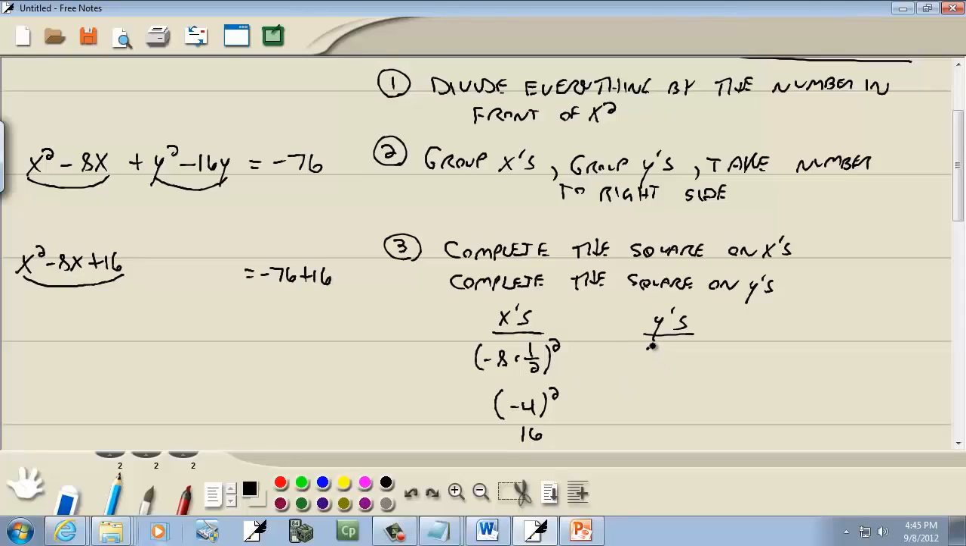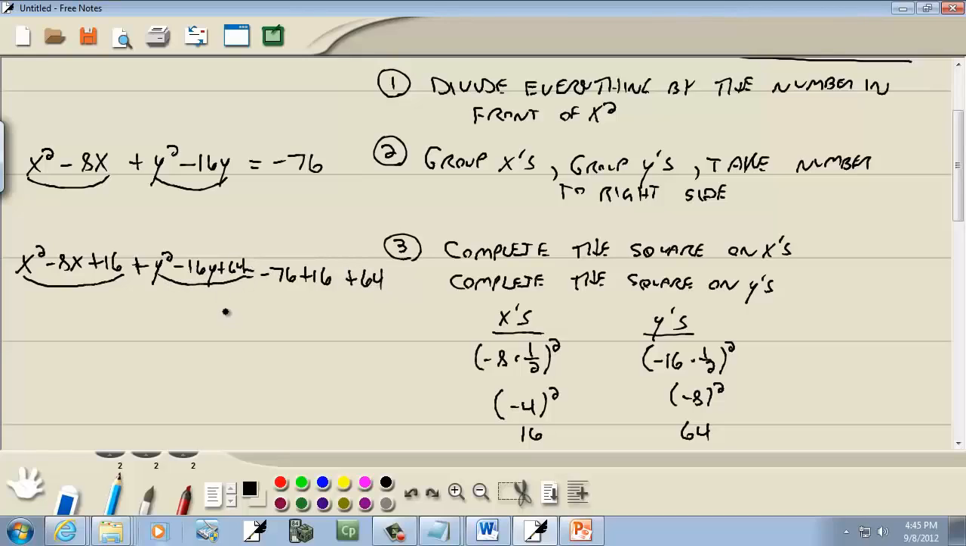Now for the y's. I'm going to take the number that's before our y, which is -16. I'll multiply it times a half, and I'll square it. It's always times a half, it's always squared. -16 times a half is -8, and -8 squared gives us 64. And we're going to add that to both sides. So I got y squared minus 16y plus 64. Then I'll add 64 over here.